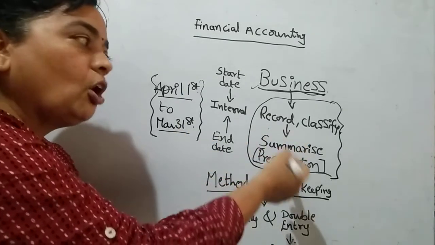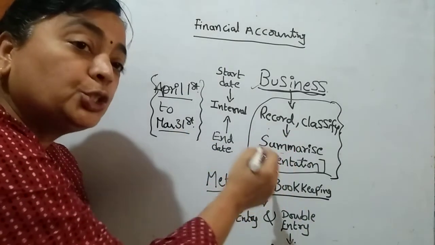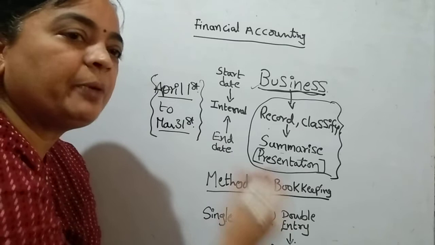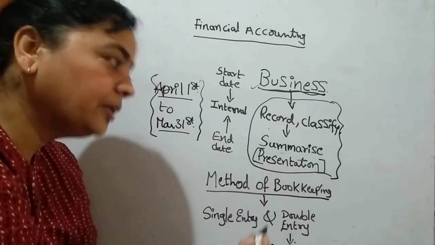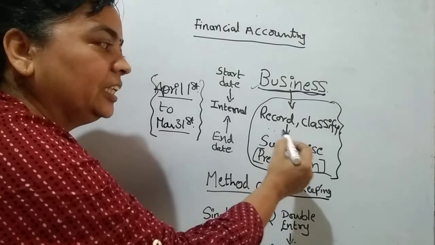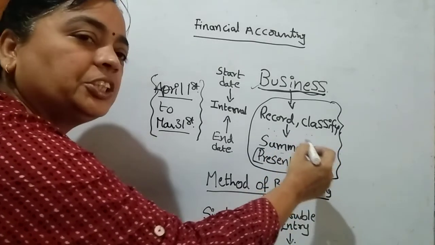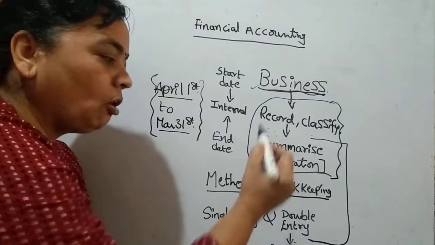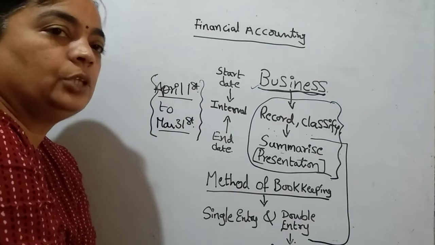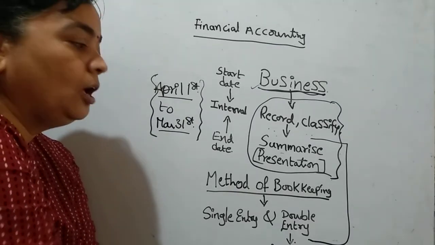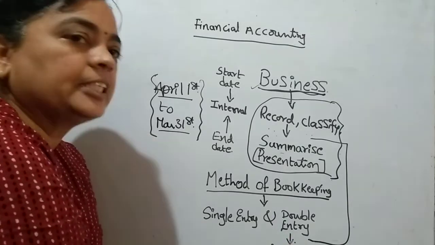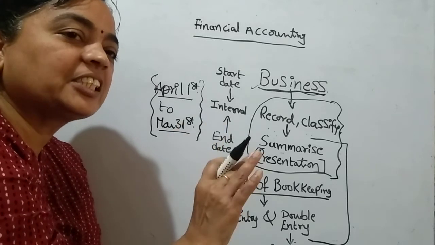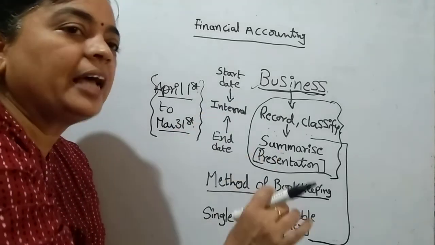Here also, not merely writing the thing, but there should be a system which is understandable by any person who looks into it, right? So for that reason, to record all these transactions in a systematic manner, we follow one method that is called the double entry system. By following this double entry system, we are able to present the business transactions in an understandable manner.